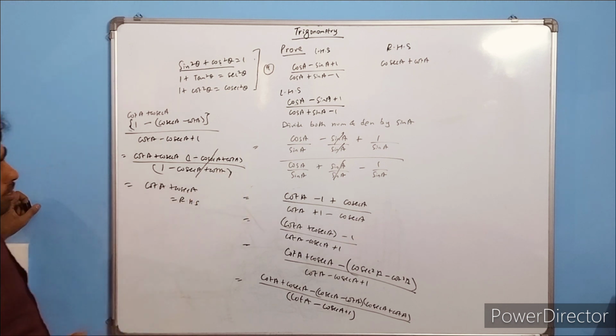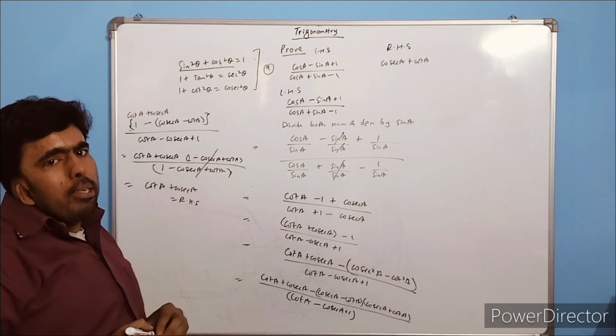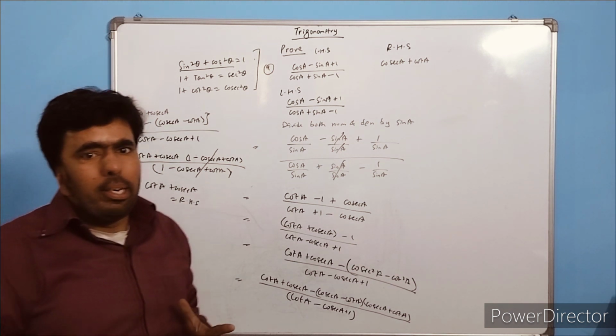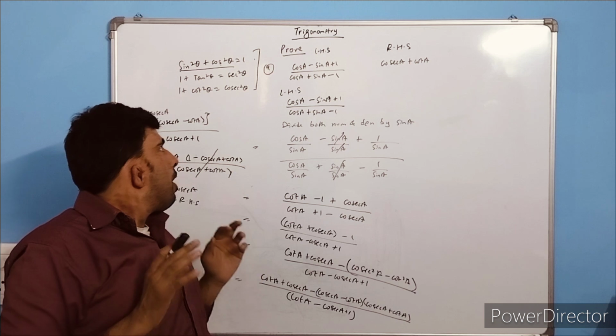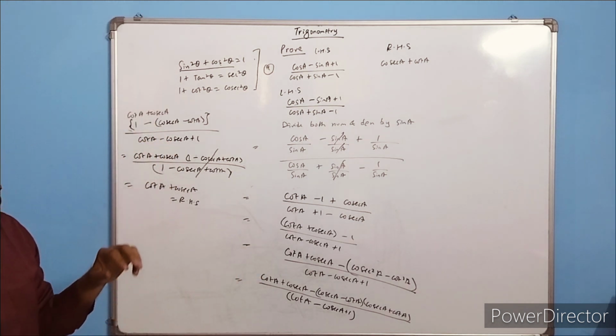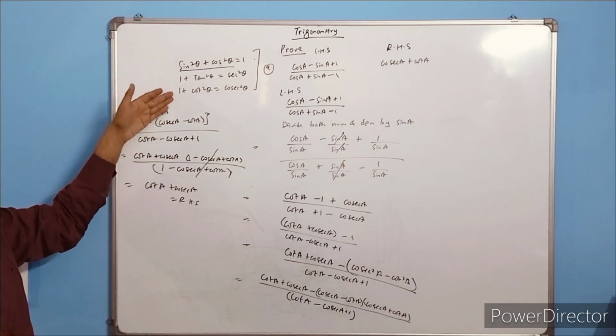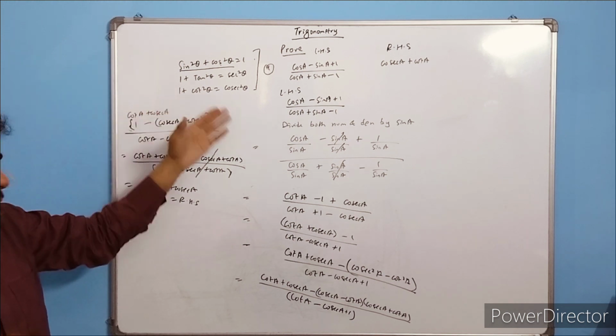I hope it's clear now. It's a very easy numerical that they have given. Now we have solved 9 numericals. So I hope it's clear to you how we can apply these identities in such kinds of numericals.